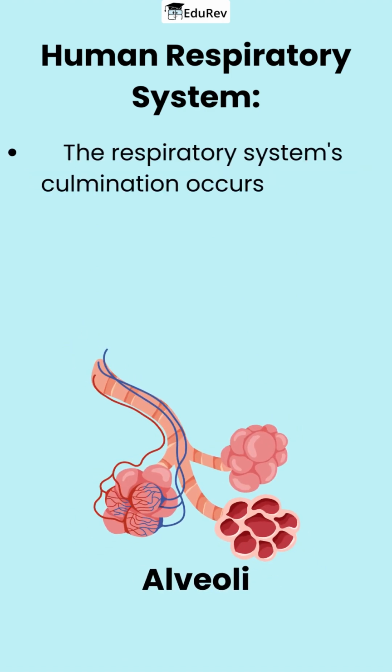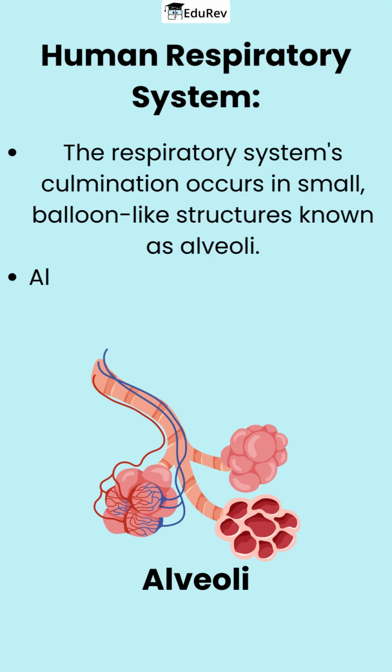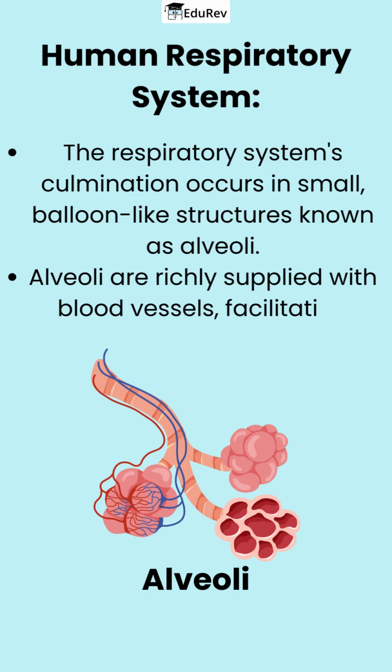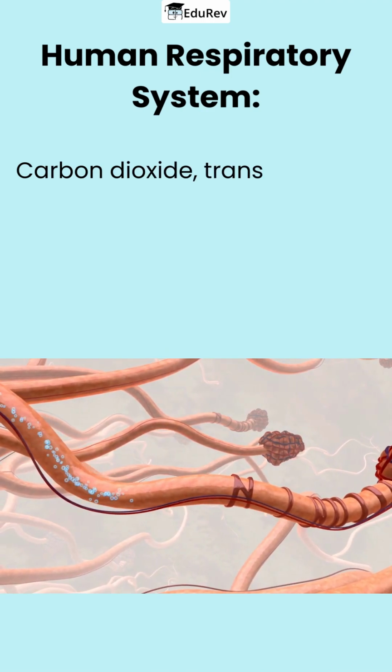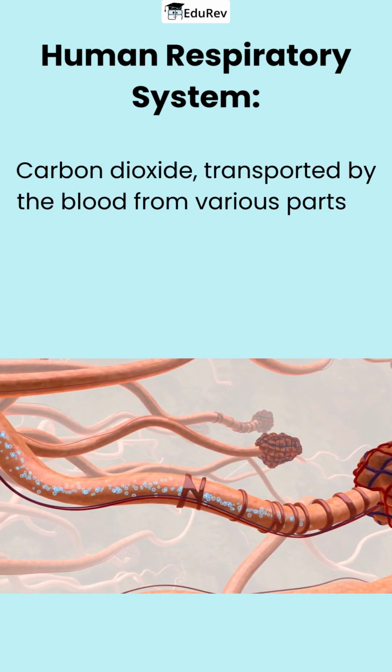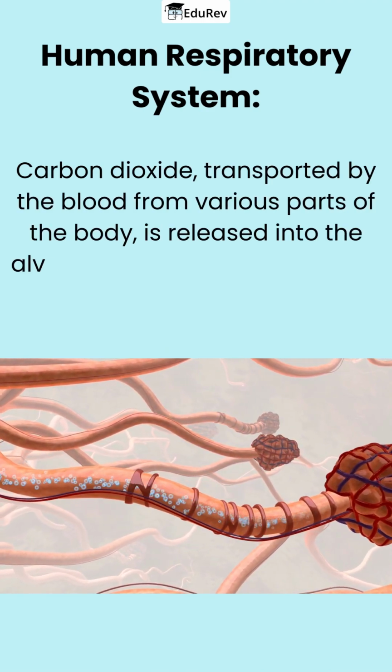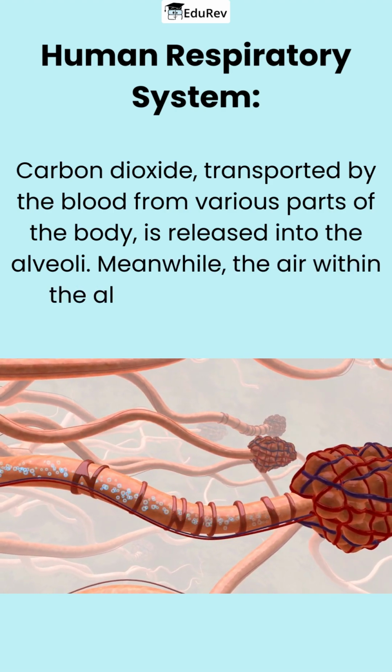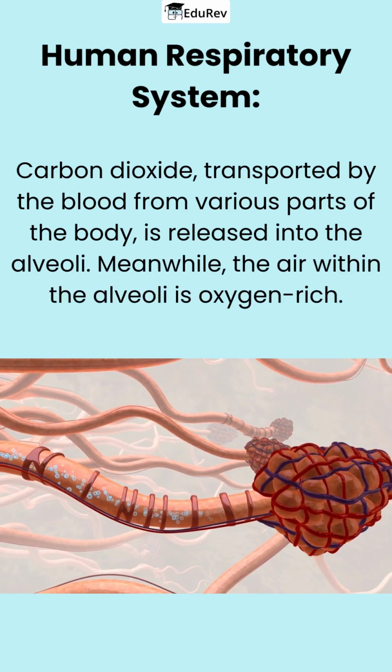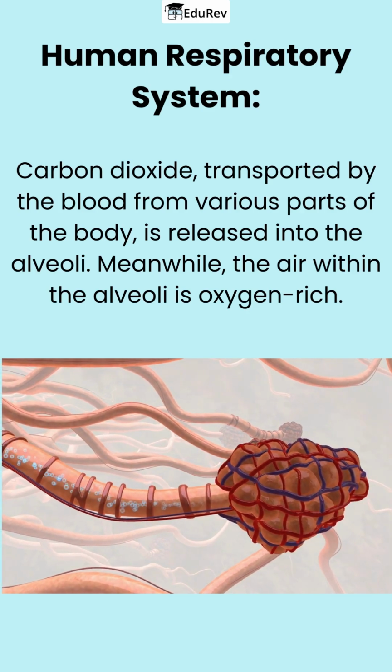The respiratory system's culmination occurs in small, balloon-like structures known as alveoli. Alveoli are richly supplied with blood vessels, facilitating efficient gas exchange. Carbon dioxide, transported by the blood from various parts of the body, is released into the alveoli. Meanwhile, the air within the alveoli is oxygen-rich.